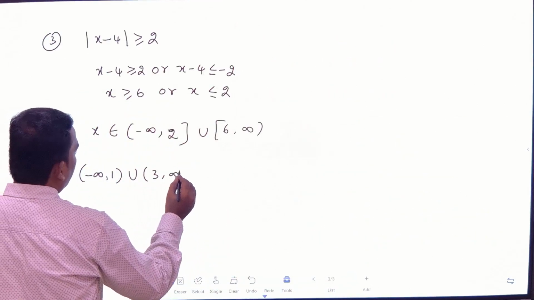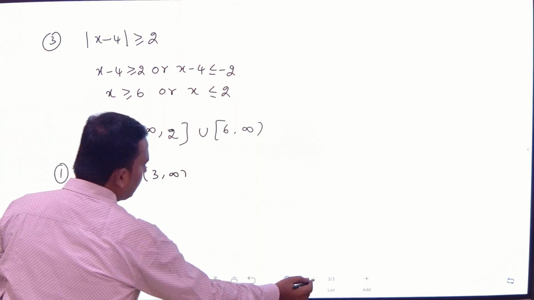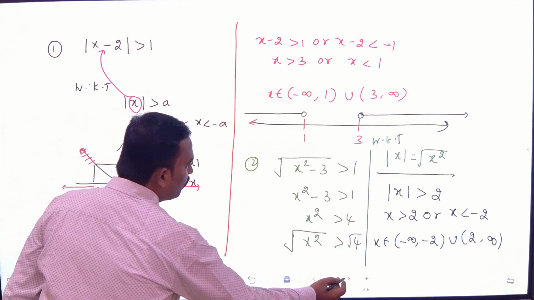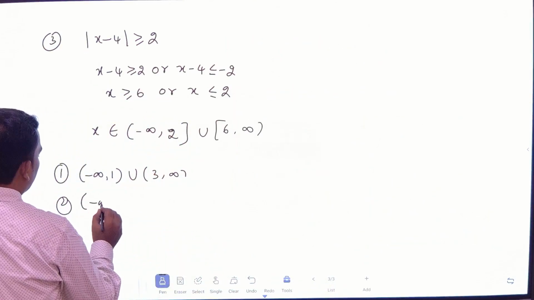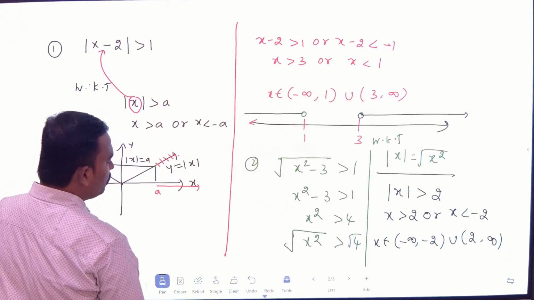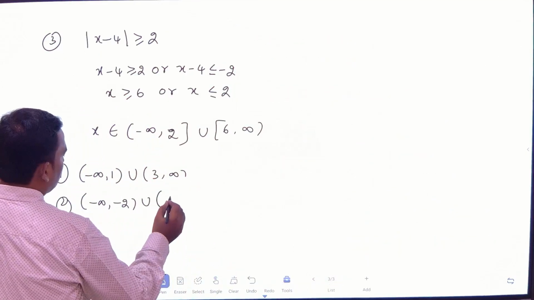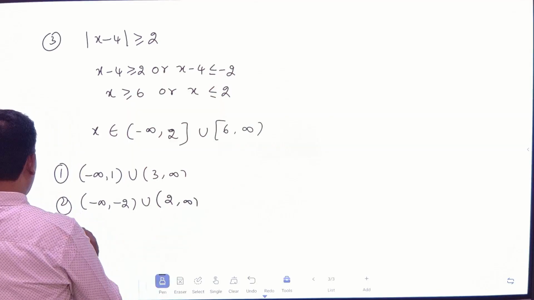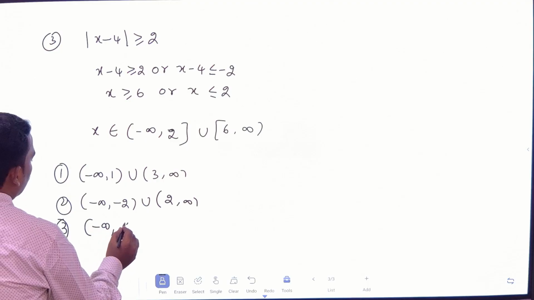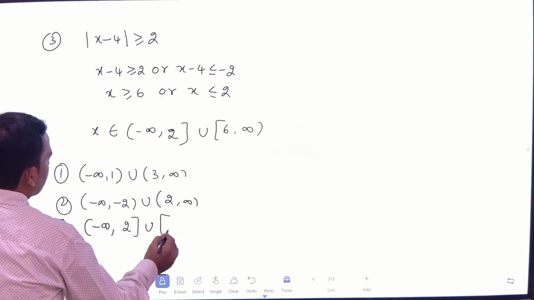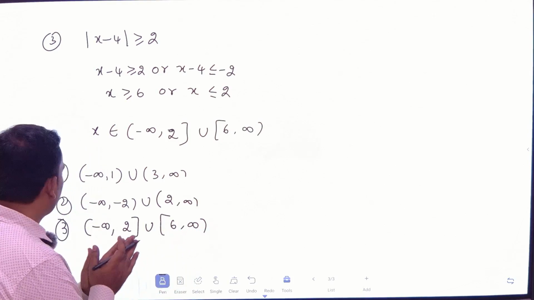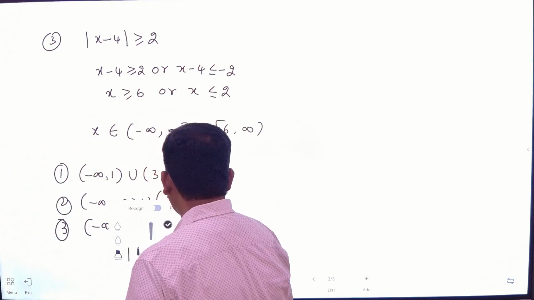3 to infinity. Second set, what are the elements there? Second set, minus infinity to minus 2, union 2 to infinity, right? 2 to infinity. Yes, good. So what is the third set? Minus infinity to 2 union 6 to infinity. Clear? I hope everyone understood, right? Okay, fine. Let's draw the number line.